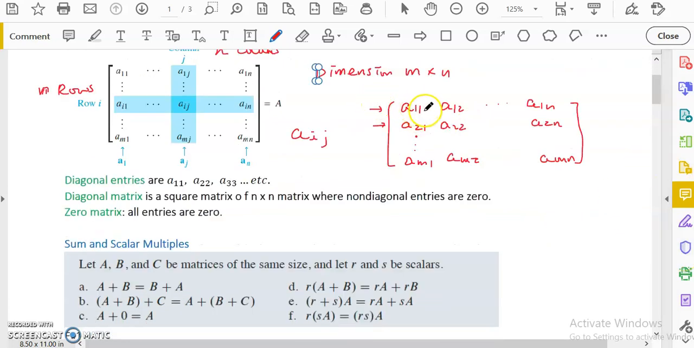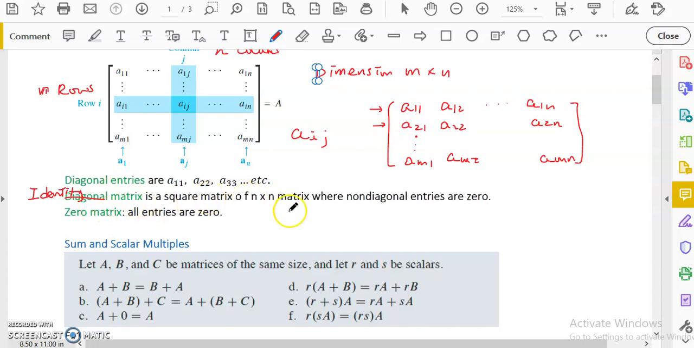Diagonal entries are the ones where the subscripts i and j are the same: a_11, a_22, a_33, and so on. This need not be an m times n matrix with m equal to n, but if you have a_11, a_22, those are called diagonal entries. A square matrix is where the number of rows and number of columns are the same, and we say it's an n times n matrix.